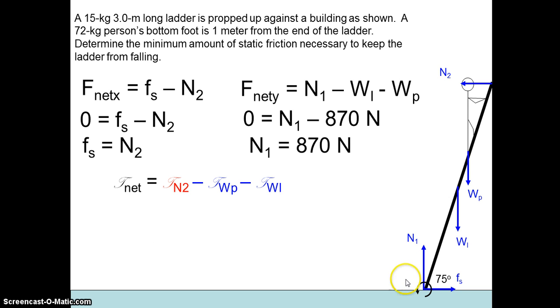Okay, so the net torque is going to be equal to the torque from N2. Kind of look at this, right? Down here is a pivot point, so N2 is making it go around this way. That would be counterclockwise, so it's positive. Minus the torque from the person. Notice that force is making it go around this way. That would be clockwise, so that's negative. And minus the torque from the ladder itself, and again, that's going to be clockwise, so it's negative.